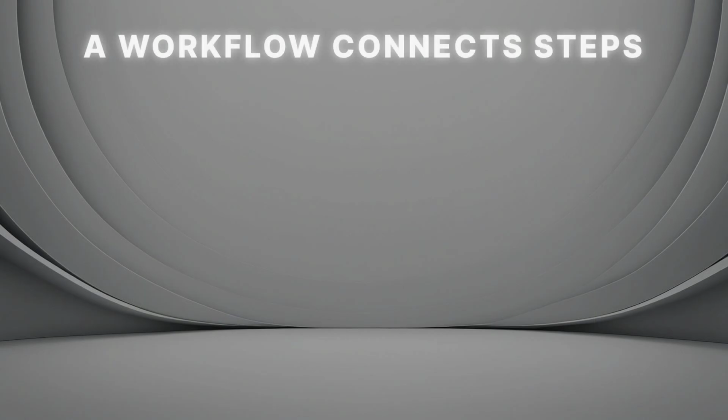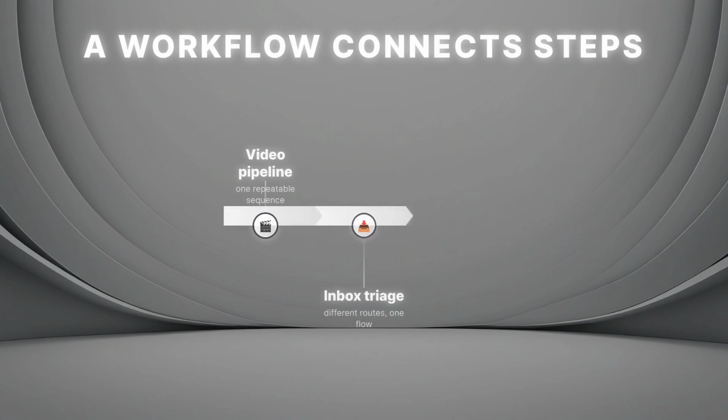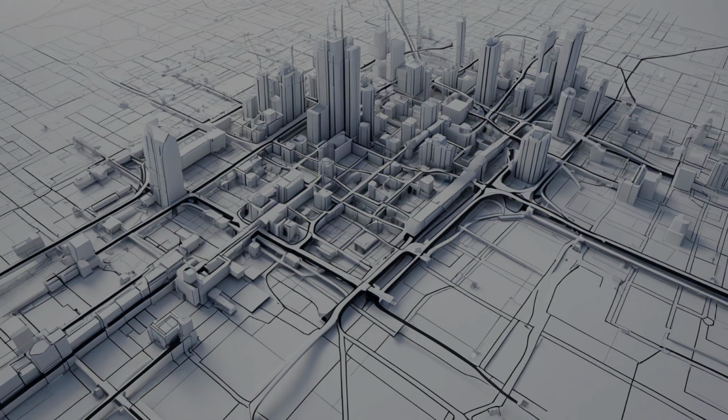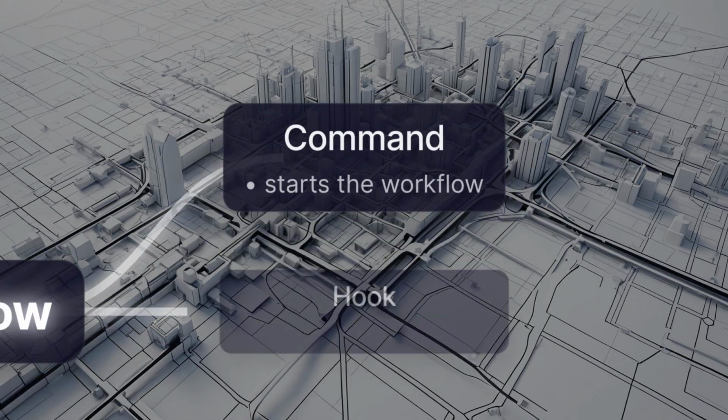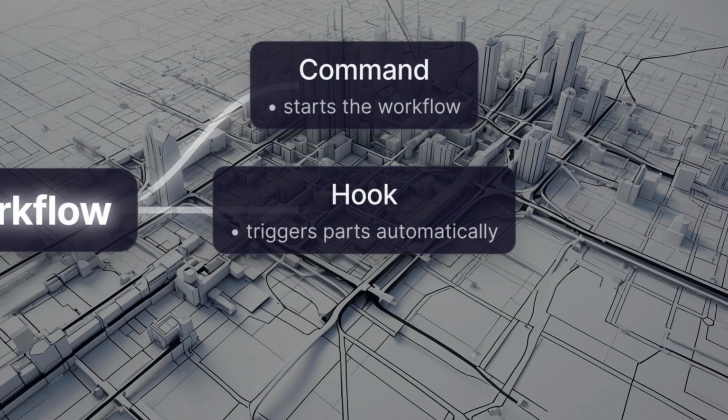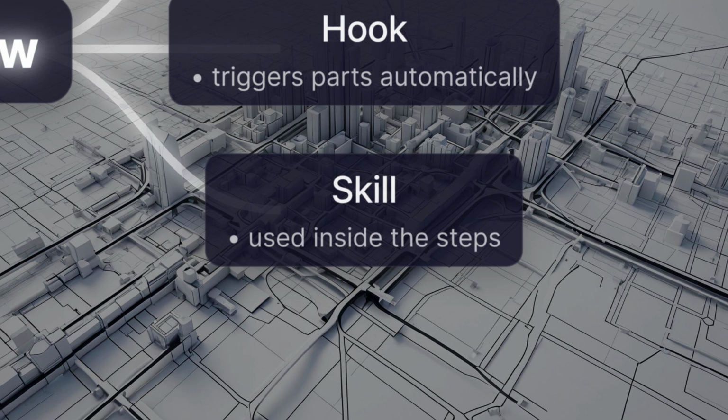A workflow is what you use when the job spans multiple connected steps. It is a sequence that could be a video pipeline, inbox triage, or a morning briefing. A workflow connects those steps into one repeatable system. A workflow is often the top-level structure. A command might start a workflow, a hook might trigger one part of it automatically. A skill gets used inside the workflow steps. That layering makes the whole system easier to reason about.